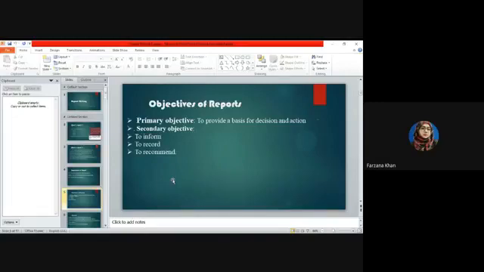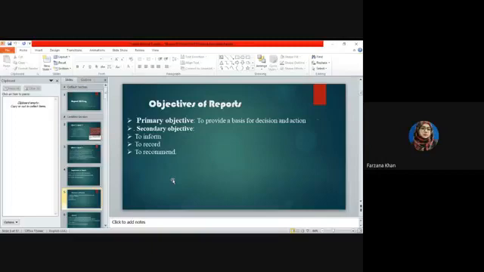The primary objective of any report is basically to provide a basis for decision making and for taking action, which I already told you while elaborating the importance of the report, that major decisions are made on the basis of the report and major actions are taken on the basis of the report. This is basically the primary objective of the report.